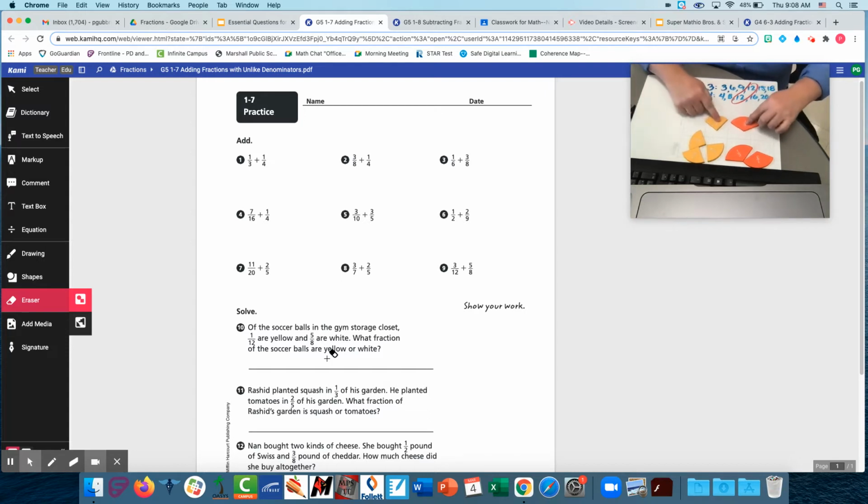So we have to change these pieces into 12ths. So I happen to have pieces that match up. So there's my 12ths covering the 1/4.